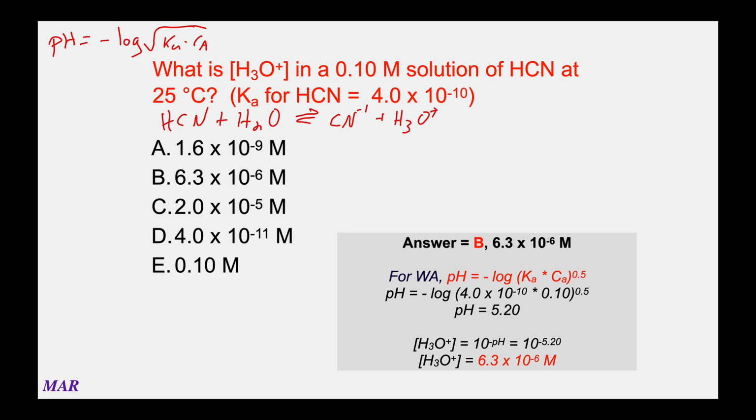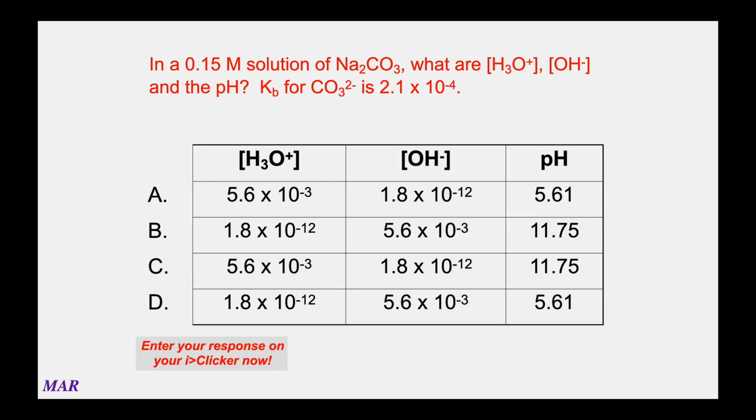Life is good. In a 0.15 molar solution of sodium carbonate, what are the hydronium, the hydroxide, and pH values? And there's a Kb for carbonate. It's 2.1 times 10 to the minus 4. I would recommend working on this problem, see how far you get. You can pause the video, and after you've worked on it, you can unpause the video, and we'll talk about the answers. Pause the video now.